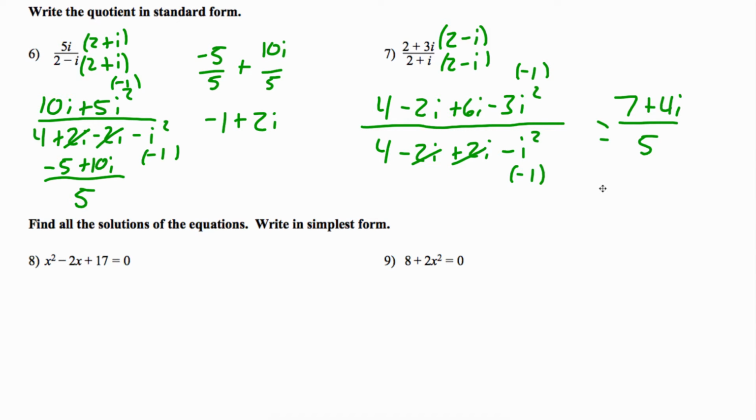And then again, we can split our fractions. We can take the 7 and divide it by 5, and the 4i and divide it by 5. Neither of these reduce, so that's just our answer, 7/5 plus 4i over 5.